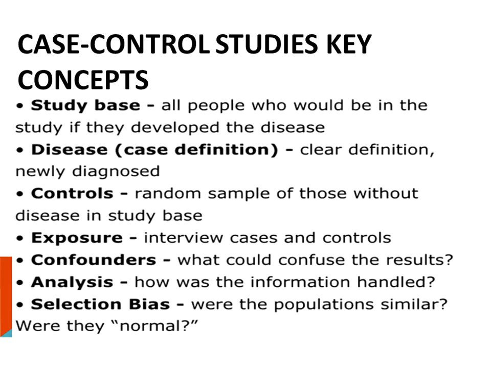Some of the key concepts in a case control design is all people who would be in the study base, the base population would be all people who would be in the study if they developed the disease. The disease has a clear definition, and it's usually newly diagnosed by a specific type of medical test or procedure. Controls are random samples of those people without the disease in the same study base, so in the same population. Exposures are evaluated by interviewing the cases and the controls.